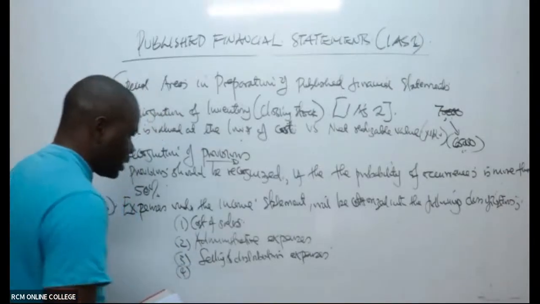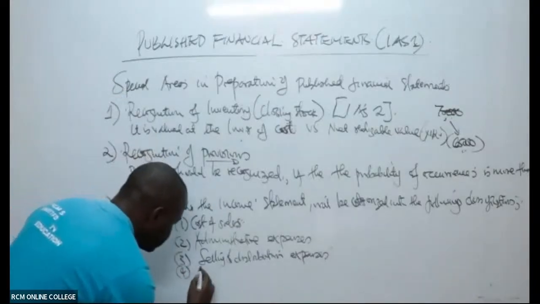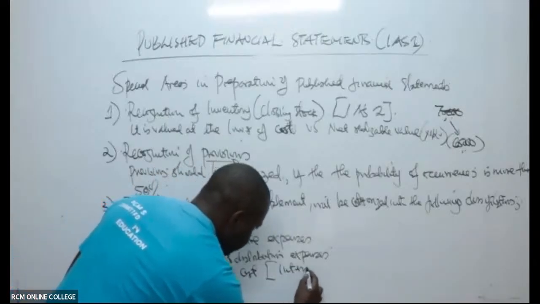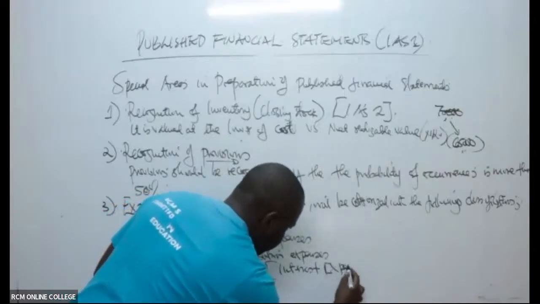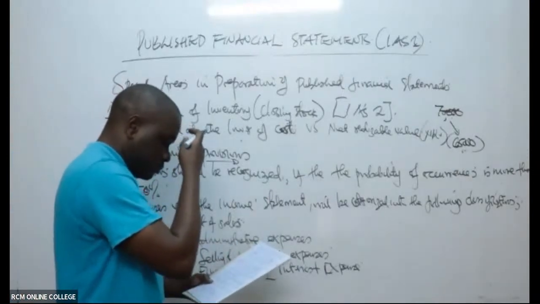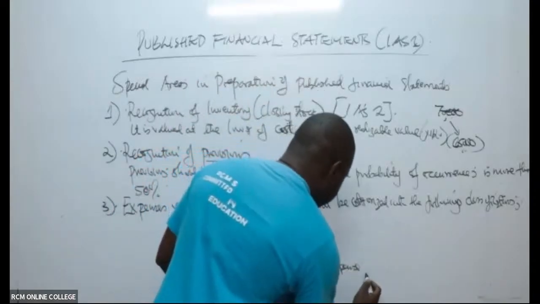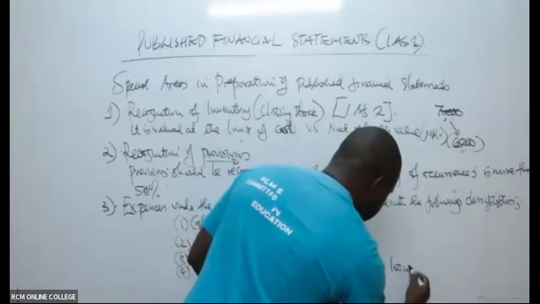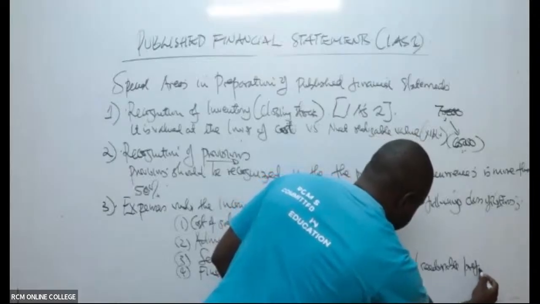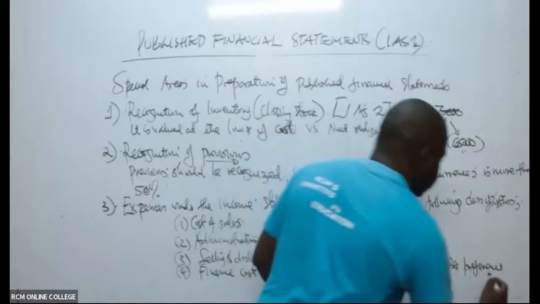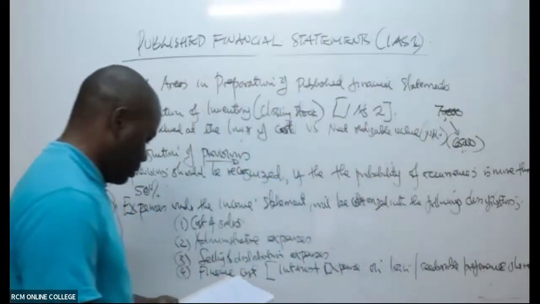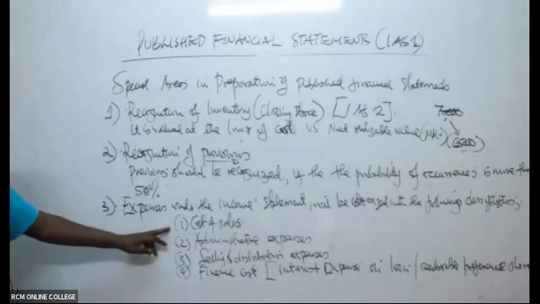Finance costs. That's why in most income statements you see finance cost. You'll have a figure for the finance cost, which will be made up of interest expense, maybe interest expense on loan, or maybe on redeemable preference shares, etc., amongst other items.